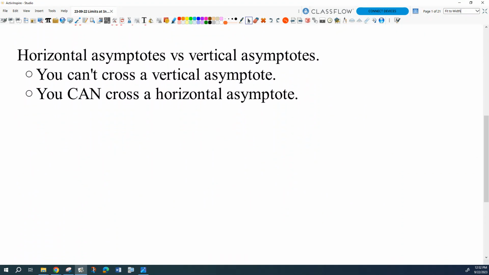A couple of differences. A vertical asymptote is like dividing the two-dimensional ant universe into separate universes that are inaccessible. It's like it's carving separate spaces out. You cannot cross a vertical asymptote. That's where the function is undefined, so you can't go there. Now, you can cross a horizontal asymptote. That is no big deal.